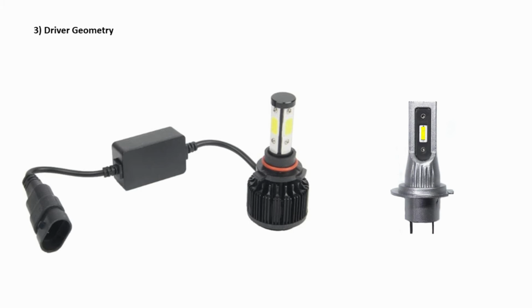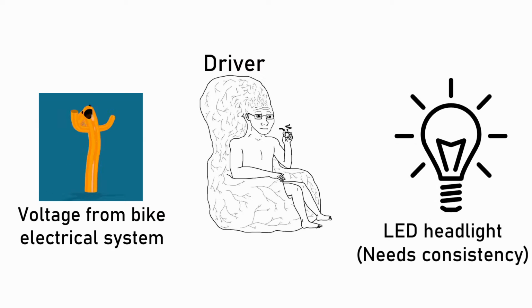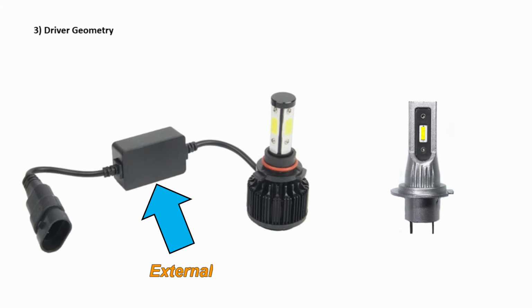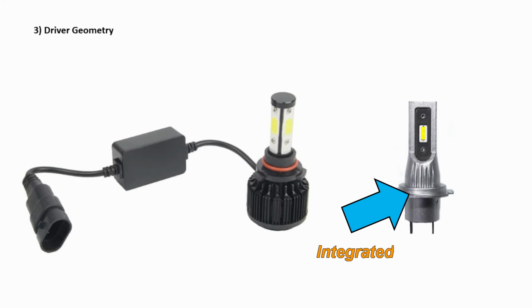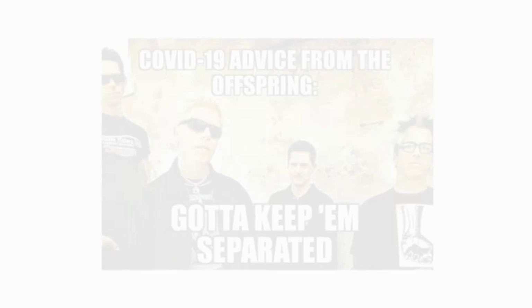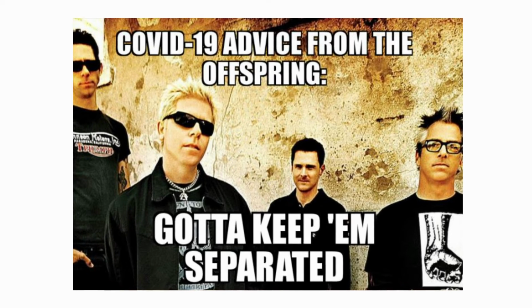Third, driver geometry. To provide just the right amount of voltage and amperage, an LED driver and controller with an integrated circuit is in line between the power socket and the LED itself. There are two typical form factors for this: an external driver, like this, or an integrated driver, like this. Obviously both work, but there are different pros and cons. The integrated driver fits in a much smaller package and might be preferred for fitting in a tight space, whereas the external driver is conveniently separate from the LED heat source and therefore less likely to suffer heat damage over time.